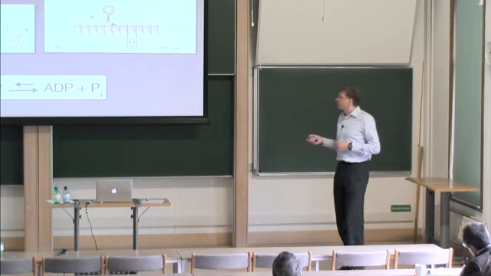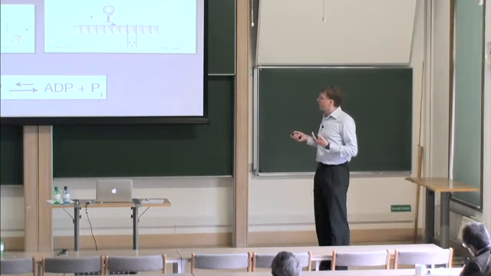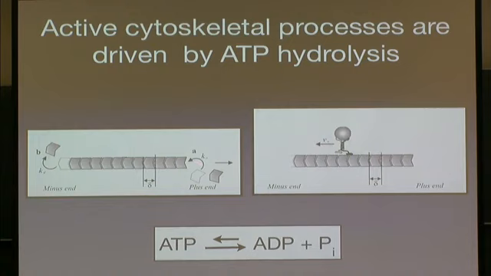And this is because you can have situations where usually the filaments will grow faster at one end than at the other, will have a faster dynamics at one end than the other, and this faster end will be called the plus end and the other one minus end.